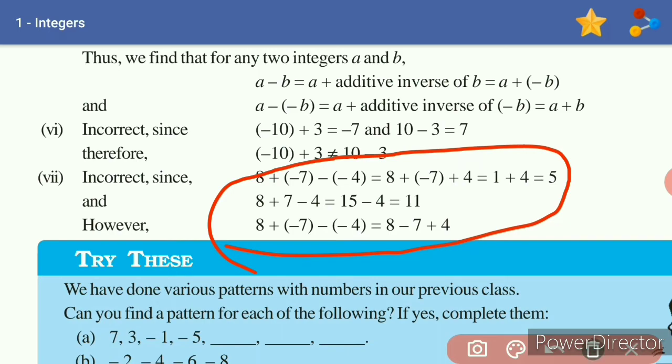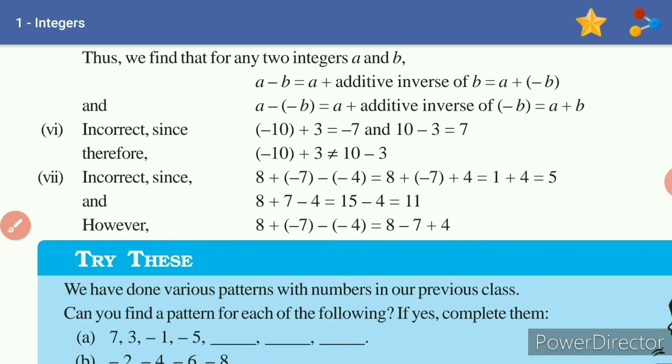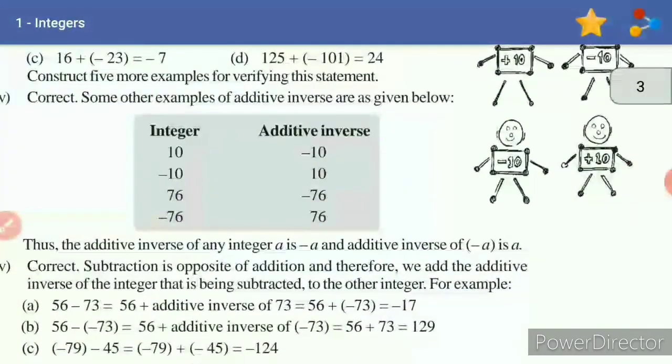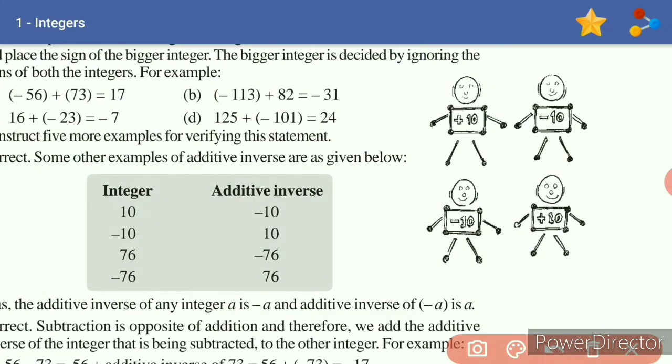Now there are some examples of additive inverse. See, if our integer is 10, then the additive inverse is minus 10. If our integer is minus 10, then the additive inverse is 10. If our integer is 76, then the additive inverse is minus 76. If our integer is minus 76, then the additive inverse is plus 76. So if our number is positive, then the additive inverse is negative. If our number is negative, then the additive inverse is a positive number.